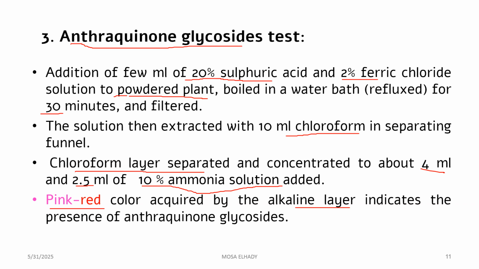We already have the chloroform layer, which could be considered non-polar. When we add 10% ammonium hydroxide solution, we add an aqueous layer. The color changes to pink or red in the alkaline layer, not in the chloroform layer. That means the alkaline layer contains anthraquinone glycosides. Lastly, we report the result: if it is present, positive, and if not, we write negative or minus.